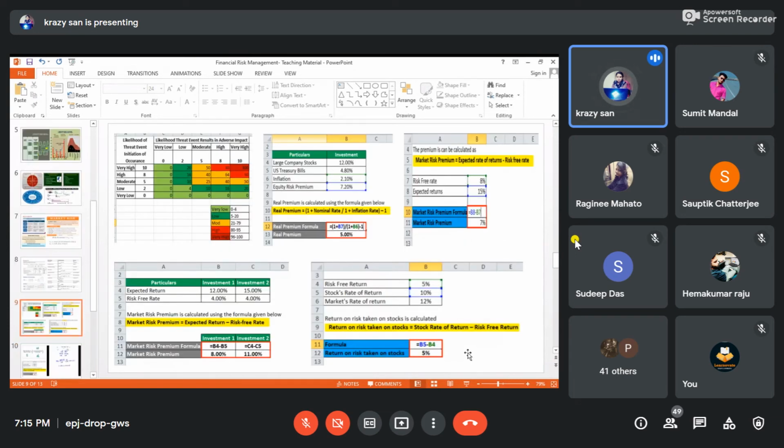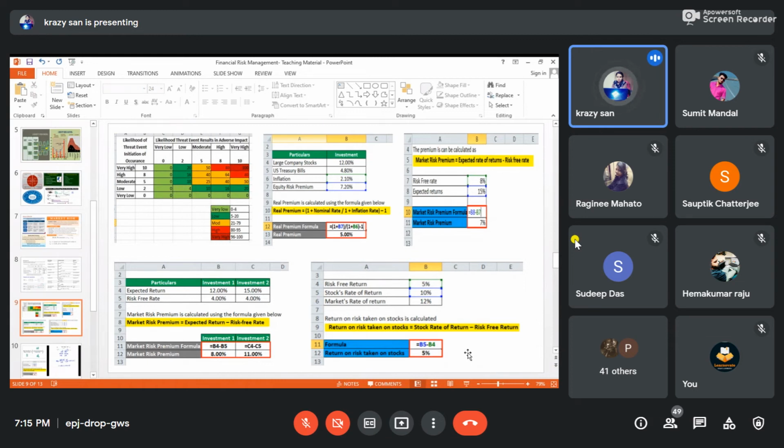Now when it comes to Excel, you all know that these days we have all become techno-savvy. So instead of calculating manually with a calculator, we use Excel sheets. You can see likelihood and impact in this, and we highlight it with different colors. It depends on you whether you use red, blue, green, yellow, purple, whatever color, so you can organize it that way. When it comes to the real premium calculation, the formula is (1 plus nominal rate) divided by (1 plus inflation rate) minus 1. When an Excel sheet is used, you calculate it in a very fast way.